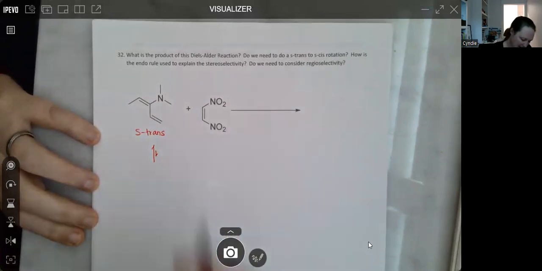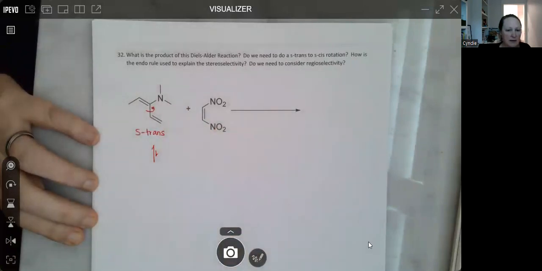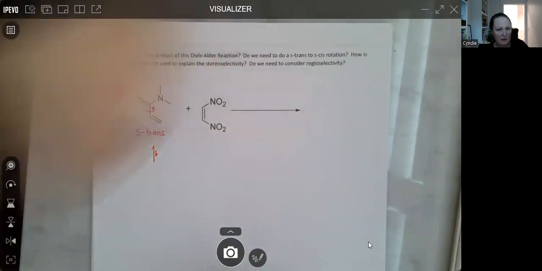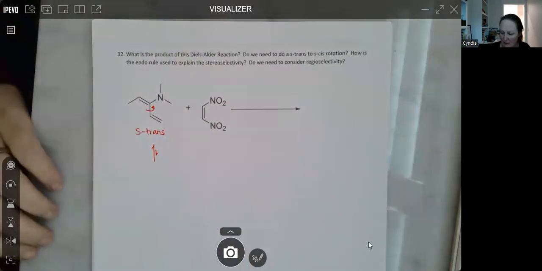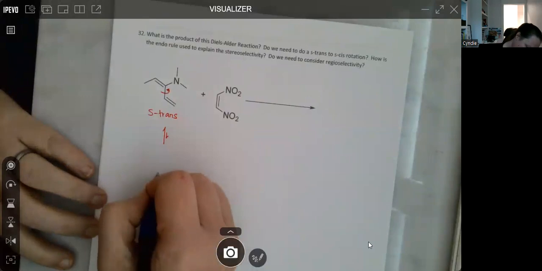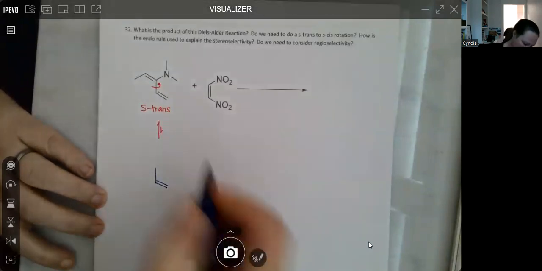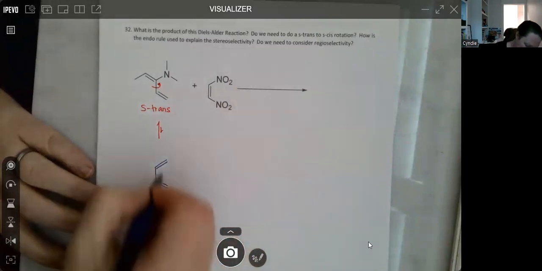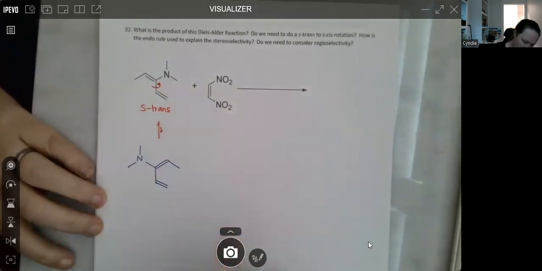So one way to think about that is just to rotate around this central carbon-carbon bond, or think of taking this top piece and flipping it over like a pancake while leaving the bottom exactly where it is. So what we can think about that looking like is essentially flipping that over. So we would have the alkene like this. We would have the nitrogen with the two methyls. And then this would be pointed in.